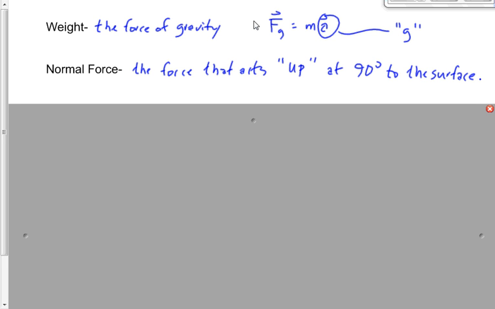That force is the force of the floor acting up on you. We call that a normal force. And it pushes up on you at 90 degrees to the surface of the floor. That make sense?